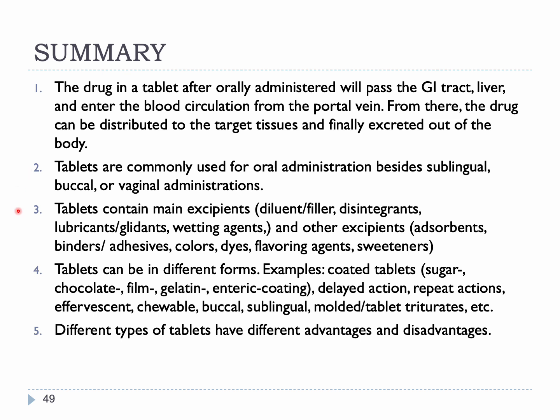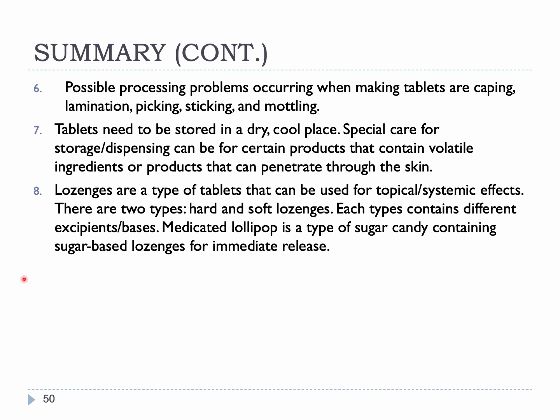Tablets contain main excipients such as diluents or fillers, disintegrants, lubricants or glidants, wetting agents, and some other excipients such as adsorbents, binders, adhesives, colors, dyes, flavoring agents, sweeteners, etc. Tablets can be in different forms, such as coated tablets, delayed action, repeat action, effervescent, chewable, buccal, sublingual, molded tablets, triturates, etc. Different types of tablets have different advantages and disadvantages.